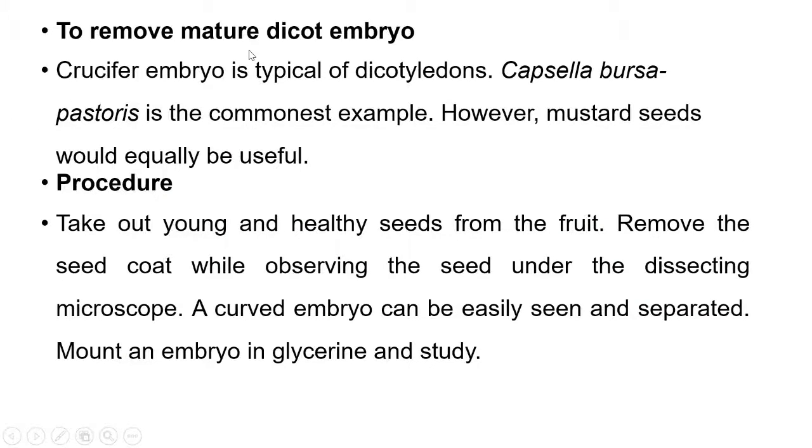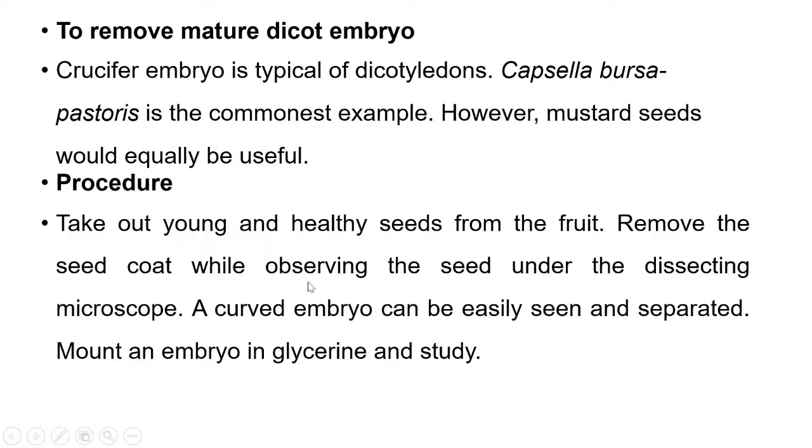Now, to remove a mature dicot embryo. Crucifer embryo is typical of dicots, for example Capsella bursa-pastoris. It is the commonest example. However, mustard seeds would equally be useful. Let us see how to dissect the Capsella embryo. Take out a young and healthy seed from the fruit.